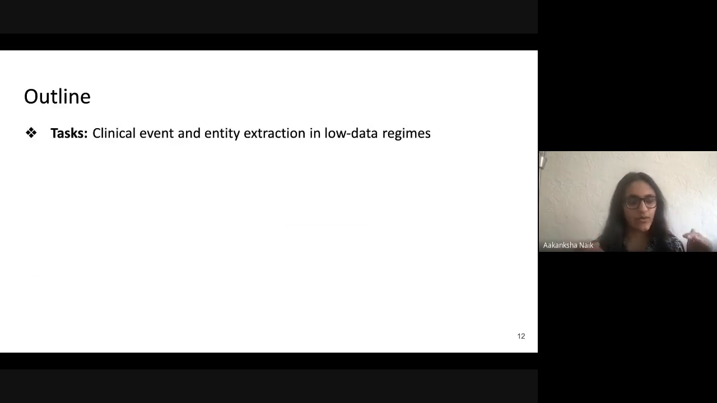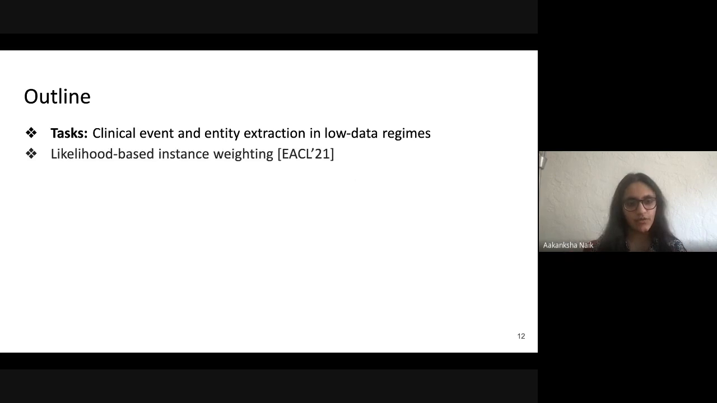So this is a quick outline. As I mentioned before, the tasks that I will be primarily focusing on are clinical event and entity extraction and low data regimes. But a lot of the techniques that I'm going to be talking about will be more broadly applicable to other information extraction or text classification tasks, as well as to other domains.